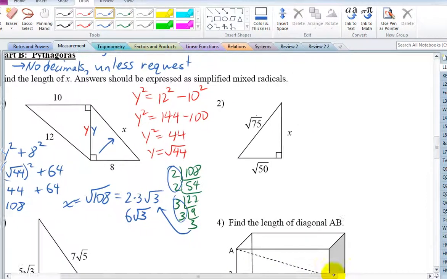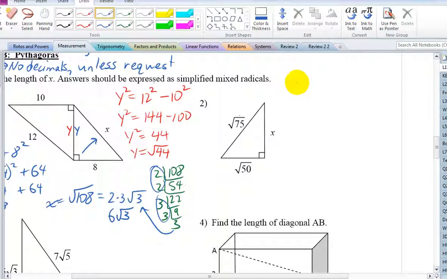Let's have some fun. All right. X squared. Should I add or subtract? What should I do? Keep in mind your hypotenuse is across from 90 degrees. Root 75. So root 75 squared minus root 50 squared. Now you can use brackets if you want. It's the same thing. So x squared equals 75 minus 50. Right? The square and square root cancel.